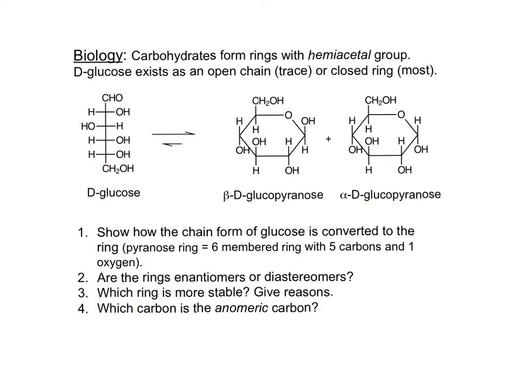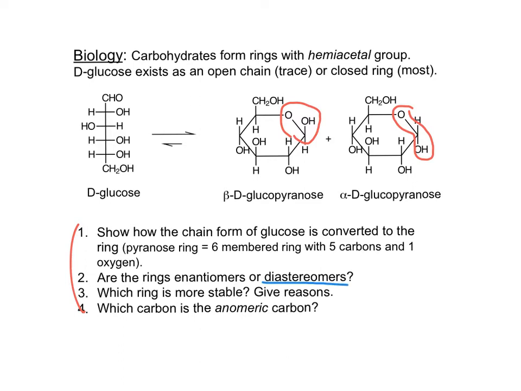Carbohydrates form rings with a hemiacetal group, so stop the video and find the hemiacetal group. So here are the hemiacetal groups. So stop the video again and answer these 4 questions. We'll look at question 1 in just a second, but for question 2, the rings are diastereomers.